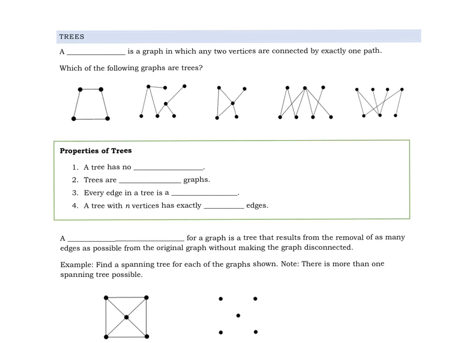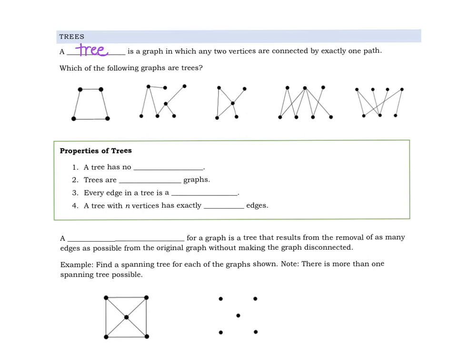Right, our final topic in our graph theory unit is the concept of a tree, okay? A tree is a graph in which any two vertices are connected by exactly one path, okay? So it means there's only one way to get there.